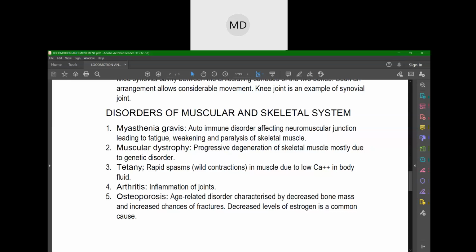And why does it occur? It occurs because there is low calcium ion concentration. Calcium ion is very essential in our body, right? For bones and everything to develop, calcium is essential. So this tetany is due to the low concentration of calcium ion in our body fluid. Body fluid may be lymph, blood, and everything.